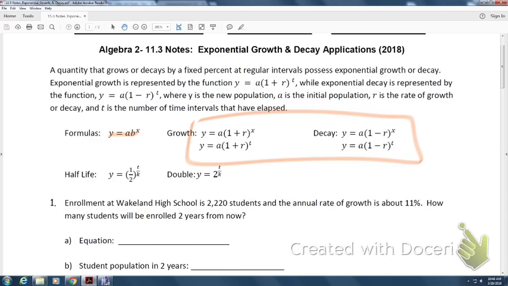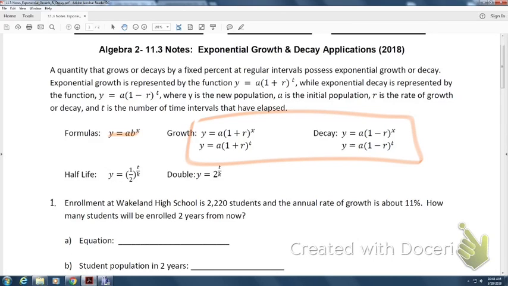So if it was a growth, we would do 1 plus the rate as a decimal to the power of x. The teacher would put these together. She also did it with t because the majority of the time that exponent is going to represent time. And then obviously the decay is 1 minus r if it is decay.